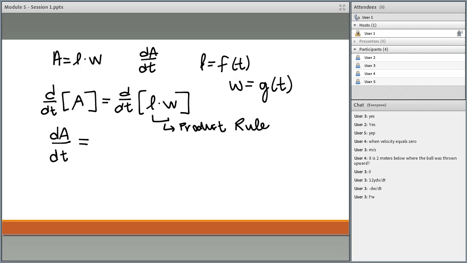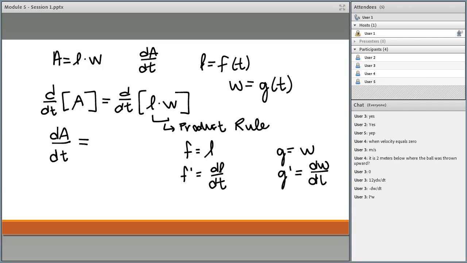So if I do what I did before, let's say that this is L and this is W. What's the derivative of L with respect to time, or with respect to t? Well, the derivative of L is just 1, but remember the chain rule says we have to take the derivative of the inside function, so we get dL/dt. And the same thing with W. We get dW/dt.